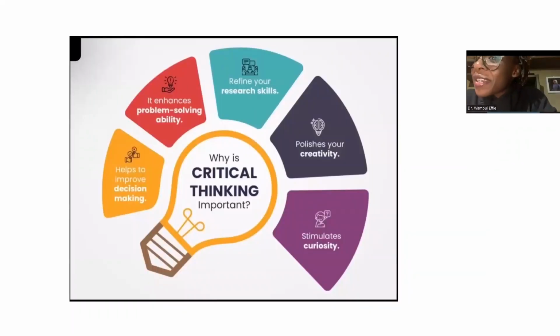Why is critical thinking important? It helps to improve decision making. Once you've managed to diagnose a patient, if you have these standards of care, these algorithms that are evidence-based, then you'll not start deviating from the standards of care. Your decision making is already a set way, a certain route you're supposed to be following. It enhances problem-solving ability, and this will tie into creativity.